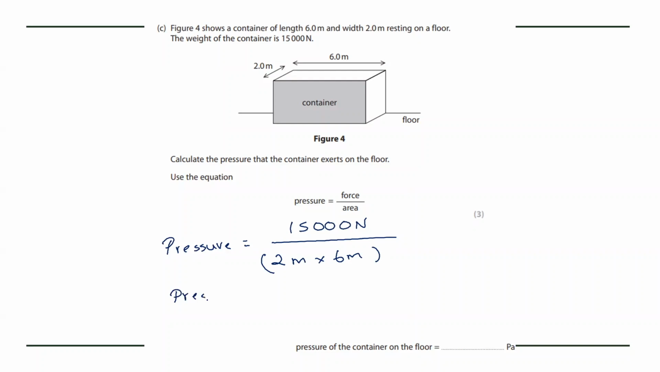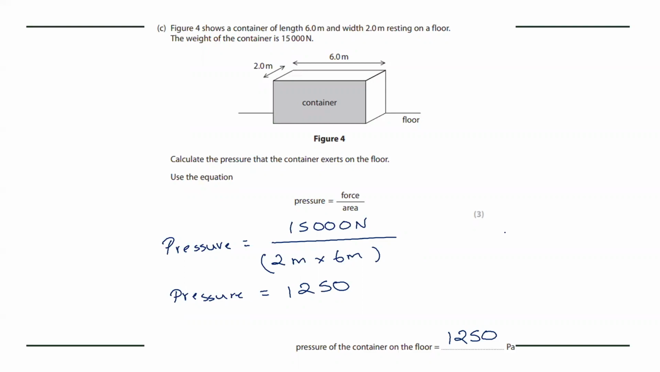So all we need to do is work this out. So 15,000, divided by 12, 1250 pascals. We've got the unit there. So we just got to work out the area. Make sure we do that.